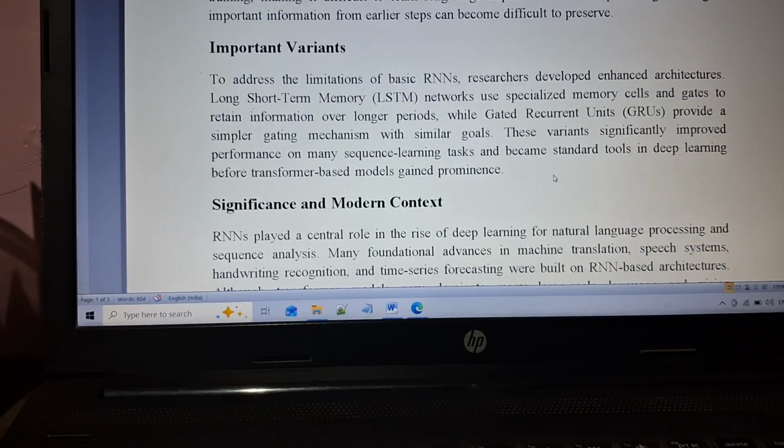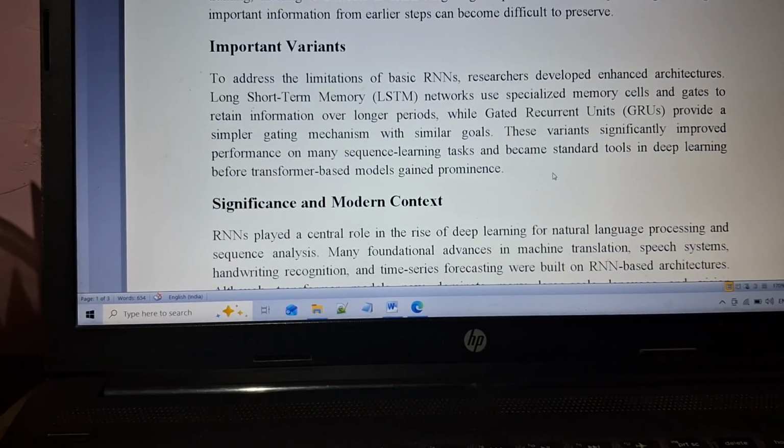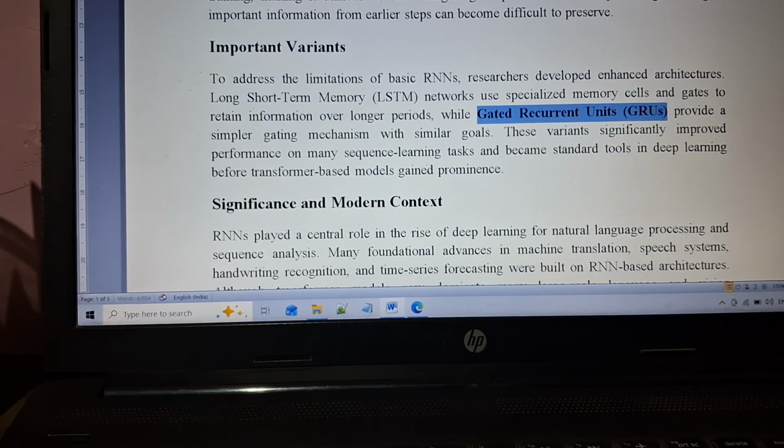Important variants. There are two important variants: LSTM and GRU. Long short-term memory and gated recurrent units.